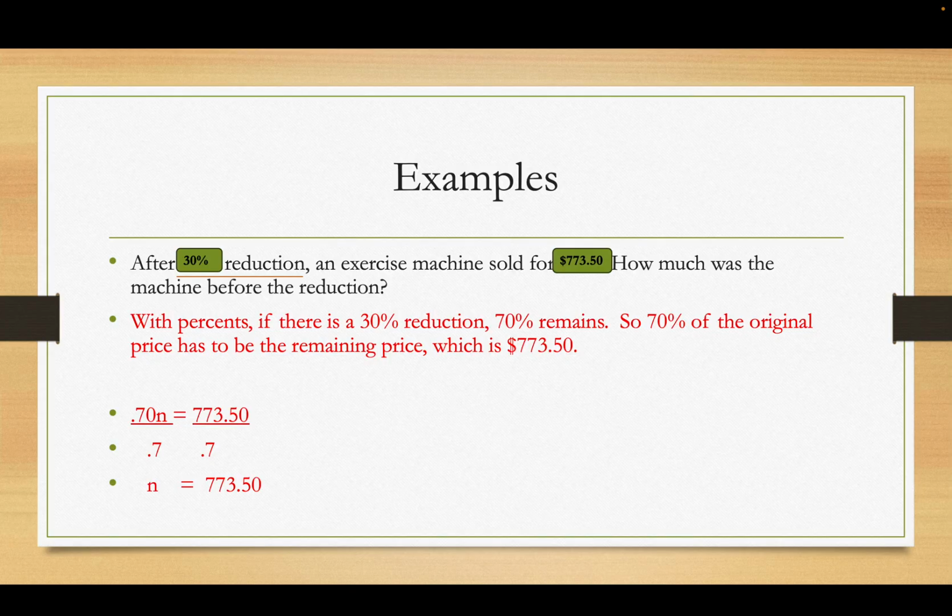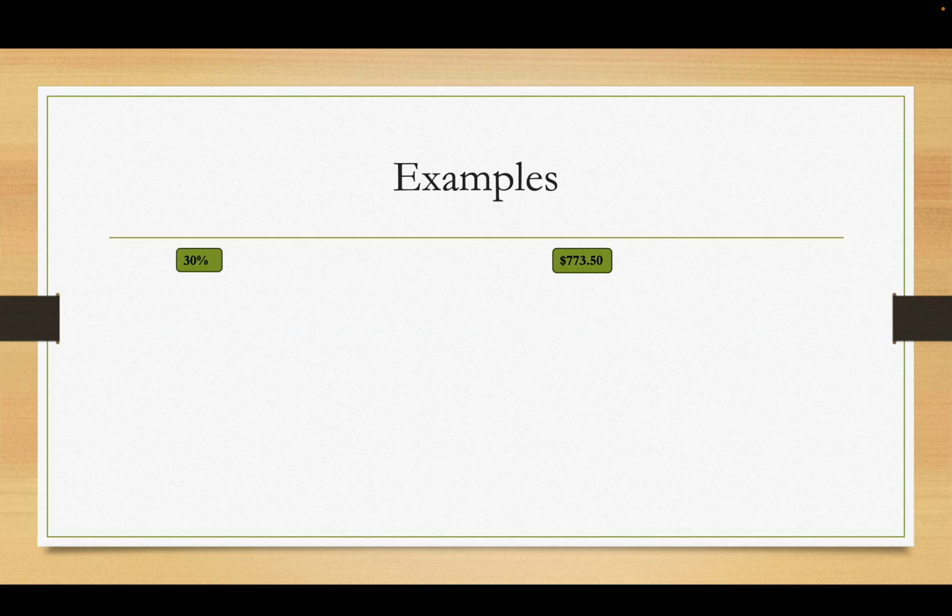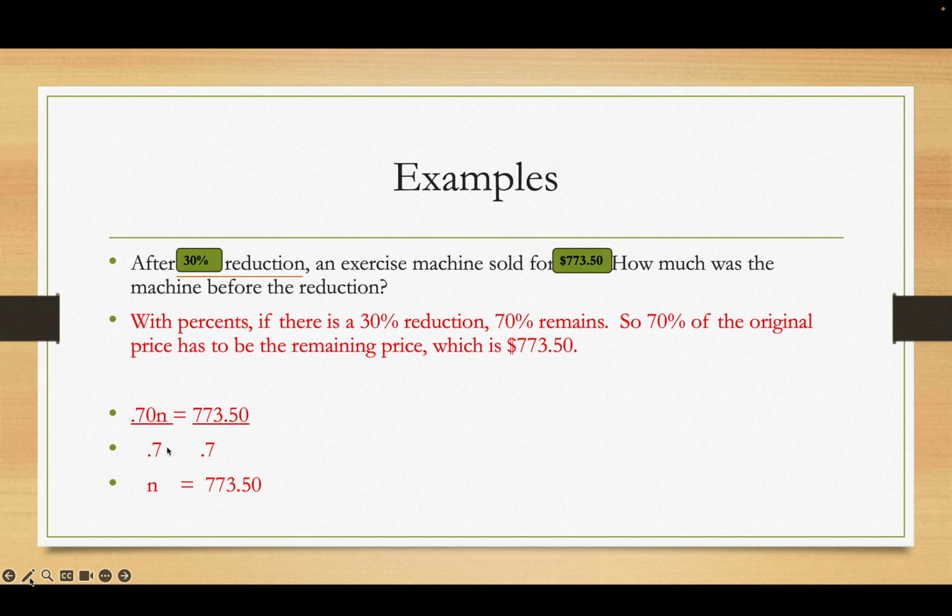Okay, so with percents, and we worked on this now twice, if there's a 30% reduction, 70% remains. So 70% of the original price is equal to $773.50. Okay? So here's the equation: 70% of the number has to be $773.50. I divide both sides by 0.7, which is 0.70, same thing, and I get n is equal to, it is not equal to 773.50. Boy, I must have just done this a little too late last night. So let's do this here. Ready? 773.50 divided by 0.7 is $1,105.